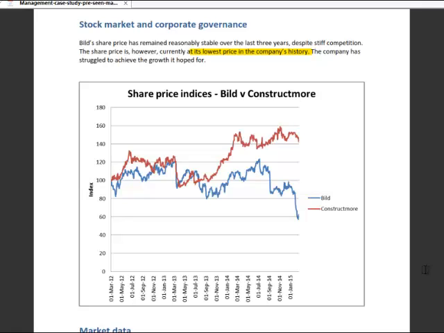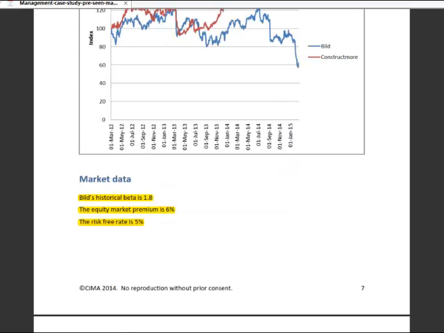Maybe the unseen material, the new material that you're given at the exam, might explain what the cause of that sudden share drop is. We have some information here about market data. We see the word beta, we see the words market premium, we see the words risk-free rate, and immediately you need to write next to that CAPM, capital asset pricing model. Some question is going to arise about that, and we'll come back to that in film 2.